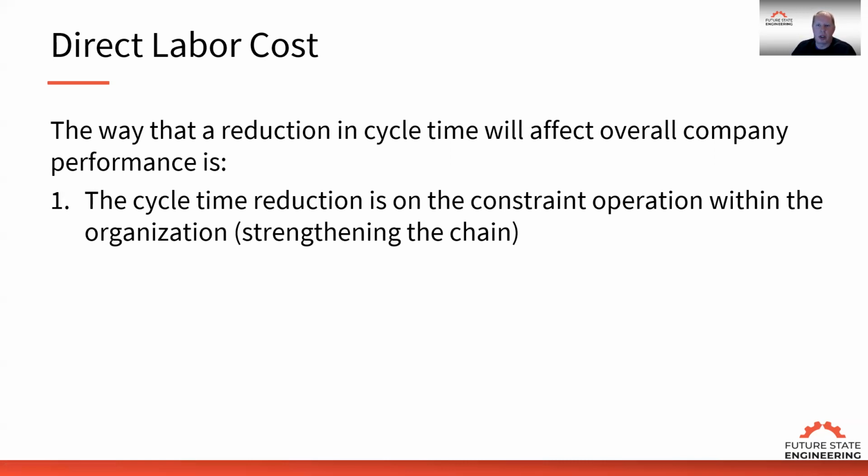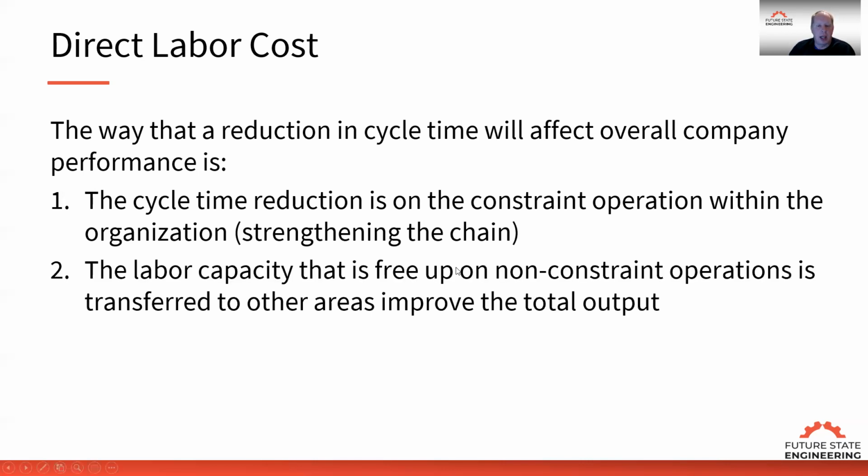If we look at our definition of productivity, we're getting more units out with the same level of input. So reducing cycle time on a constraining operation will actually increase the throughput while maintaining the same level of cost. So productivity or profitability goes up. The second way is to free up capacity on a non-constraint and be able to transfer that capacity to another area to improve the total output.